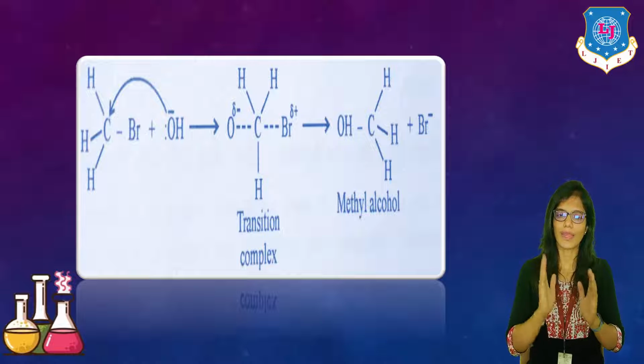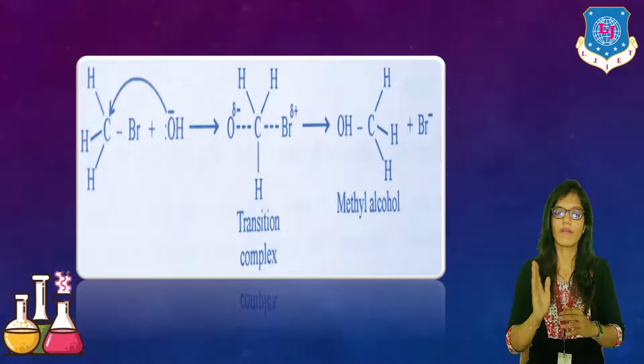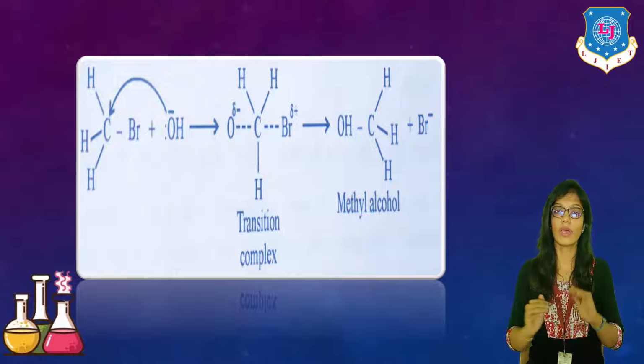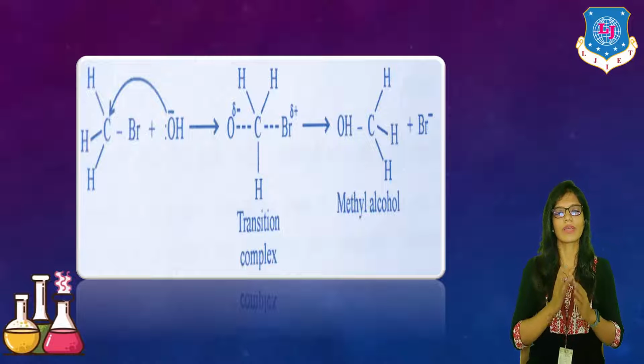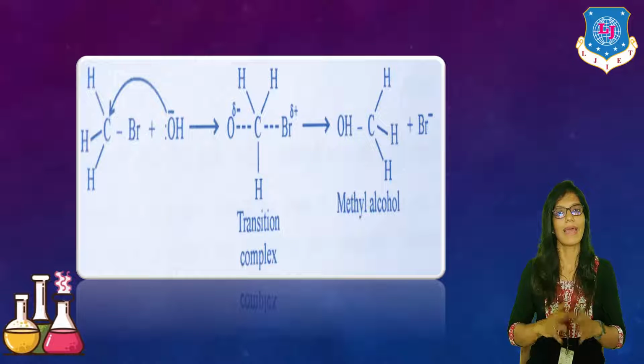So there that becomes a transition complex, and that transition complex will move further ahead, Br will be removed, and methyl alcohol will be formed. So Br minus is totally removed from the compound while OH minus is totally added to the compound. In this manner, this is basically a one-step reaction in which transition complex formation occurs, right? And because of this, we get such kind of product formation.